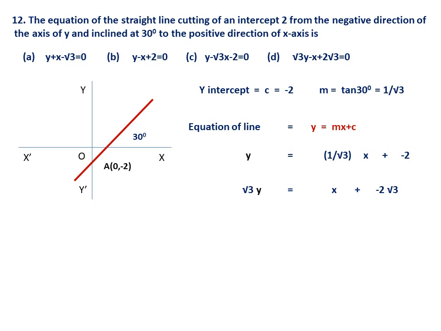So then you have to simplify. Multiplying by root 3, y equal to x plus minus 2 root 3. Then simplification will give you root 3 y minus x plus 2 root 3 equal to 0. So this is the equation. So this is the 12th question on concept.